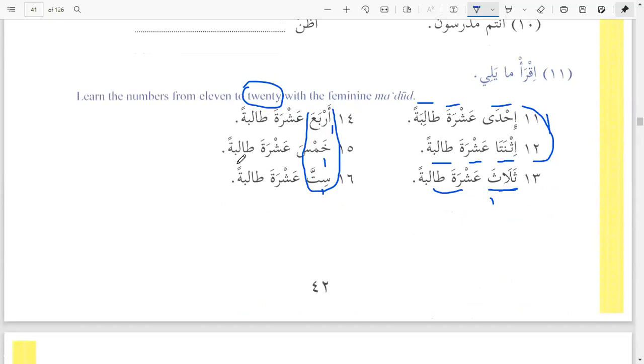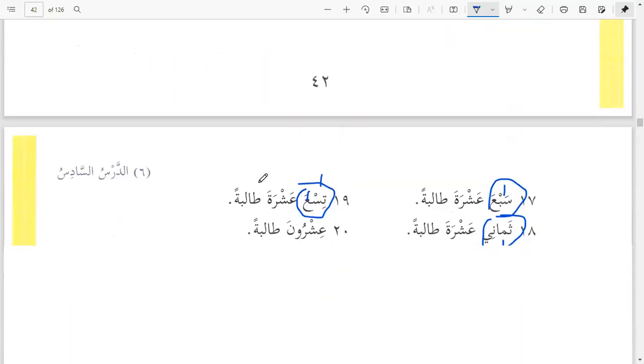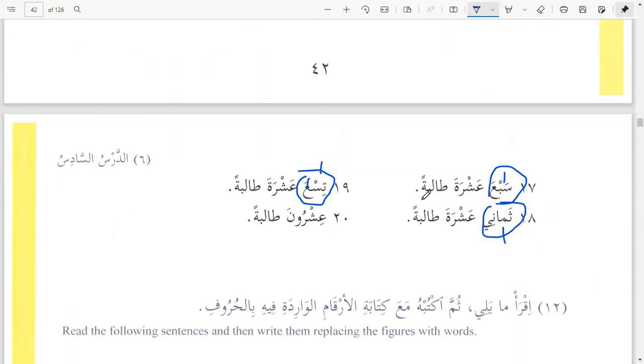Khamsa Ashrata Talibatan, 15 students. Sitta Ashrata Talibatan, 16 students. Sab'a Ashrata Talibatan. And this sheen is silent. Ashrata. Sab'a Ashrata Talibatan, 17 students. Tisa Ashrata Talibatan. Samani Ashrata, 18 students. Tisa Ashrata Talibatan, 19 students.